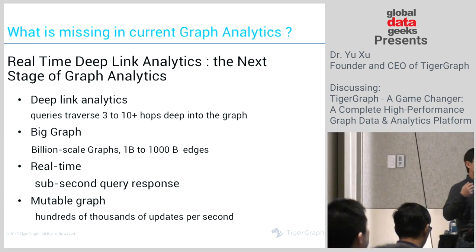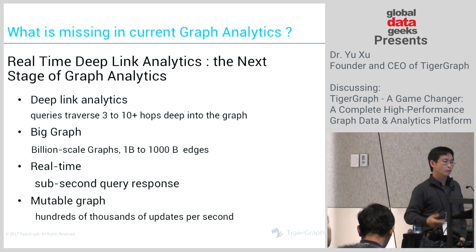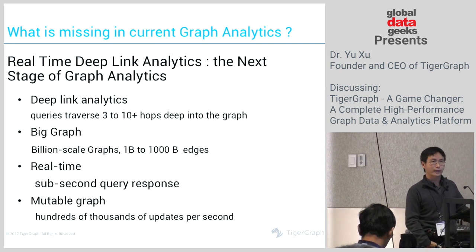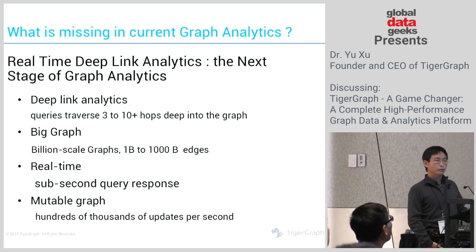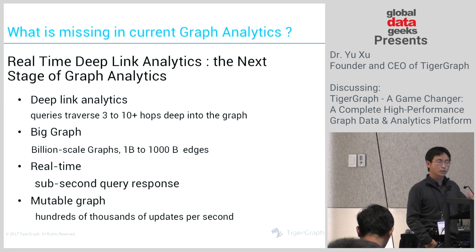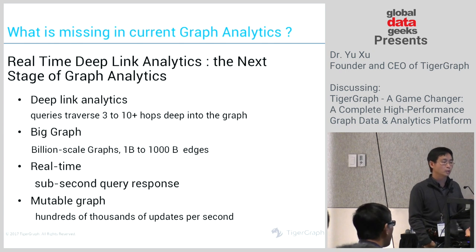And also you have to get value from bigger graph. Big graph we define as billion scale level. The graph can be from 1 billion edges to a trillion edges. And also, if people don't care about real time, then you can use other solutions. Maybe they take weeks, right? But some customers don't care. So the real time aspect is also important.